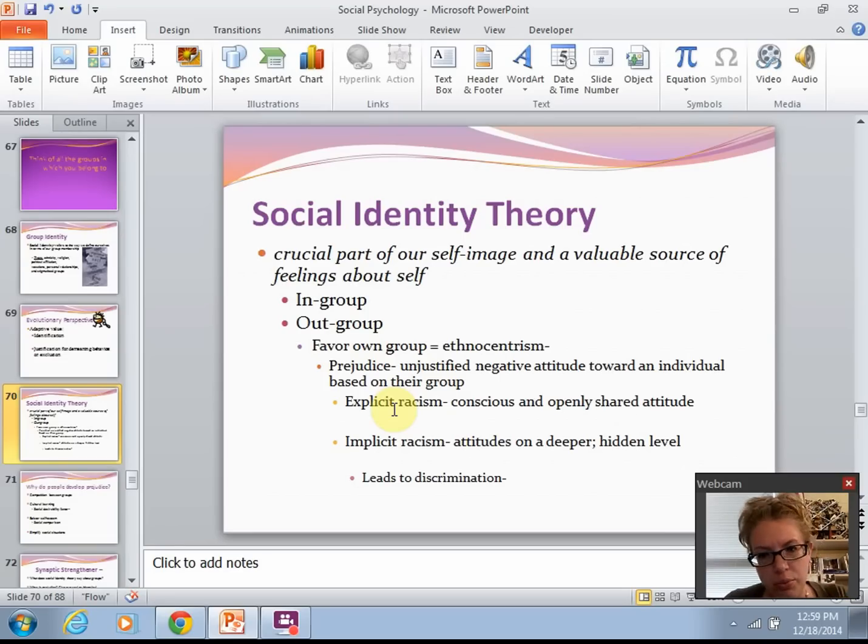Now, explicit prejudice is being conscious and open to sharing that belief or that feeling that you have about a particular out-group. Implicit prejudice has to do with having attitudes on a deeper, more hidden level. You might not even know that you have prejudice for certain groups that you're not a part of. So psychologists are interested in both of these types of prejudice and measuring them in individuals. It's very easy to get at explicit racism. You can ask people their opinions through surveys or something like that, but how do you get at implicit racism?